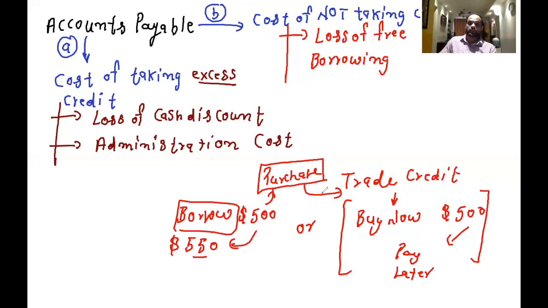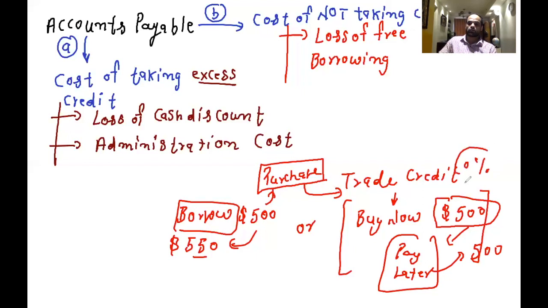However, if you purchase through trade credit, the value of inventory is $500 and you pay later also $500. So your interest is zero. That's why it's called loss of free borrowing. Loss of free borrowing means we are not taking any kind of credit, so we are losing the opportunity to borrow from the supplier without any interest. All right, so that's the problem we can face.